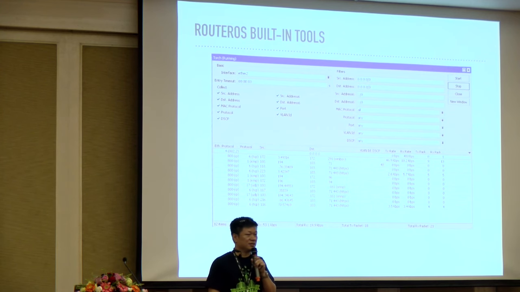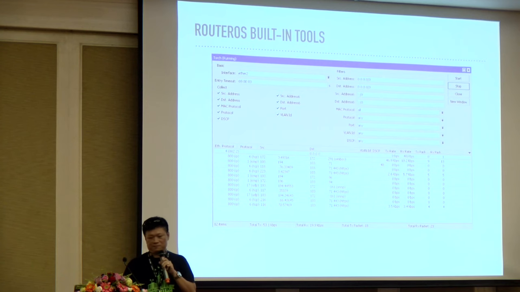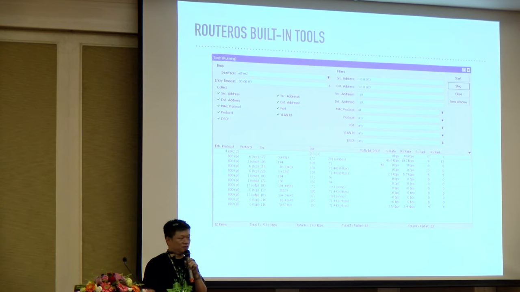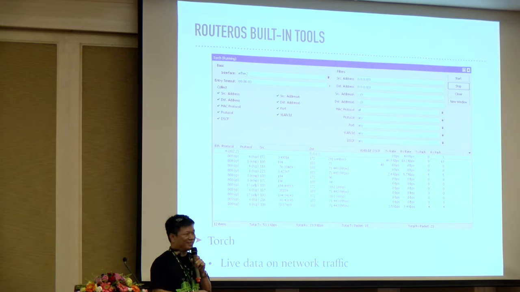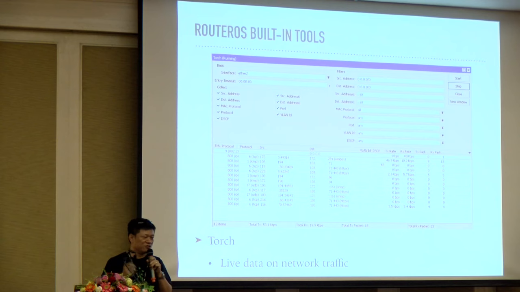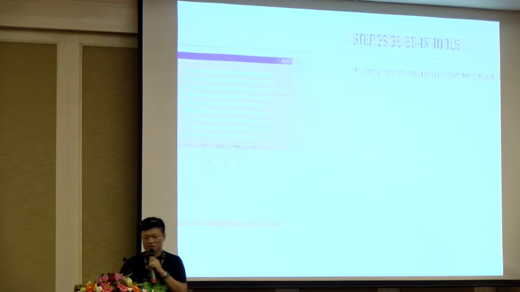All these things. Torch is very useful when you want to see the live status of your interface. It's live, but it doesn't keep the information. You close it, it's gone. This is one of the weaknesses of the built-in tools. You do not get the information. You do not get the history of the statistics.